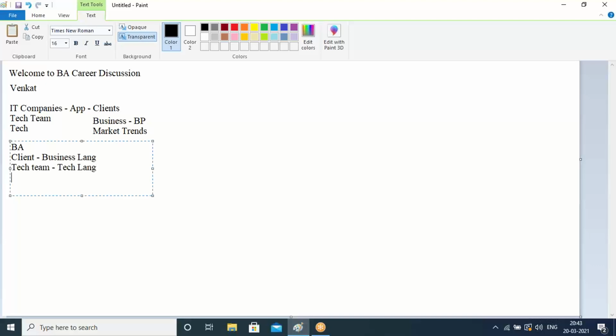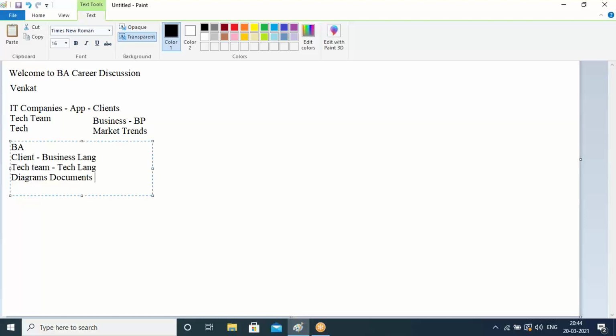Now, let us try to understand what is technical language. Technical language does not mean technology. Here, we draw diagrams and we prepare documents. Using diagrams and documents, we communicate with the technical team. Now, what are diagrams? Diagrams means things like a flow chart.